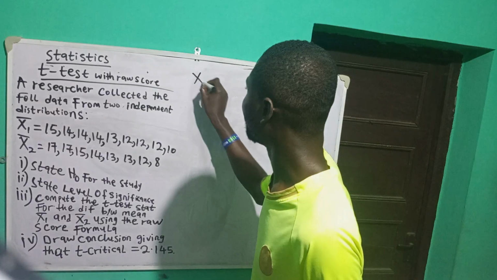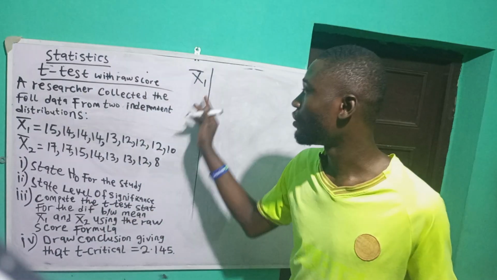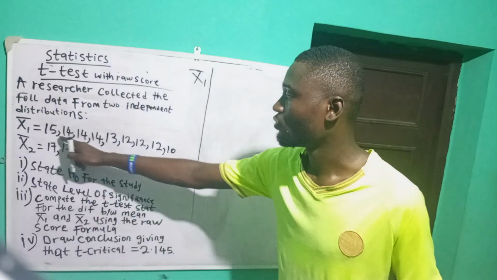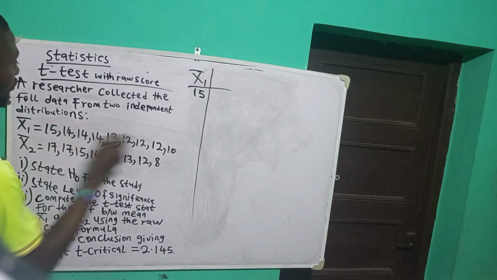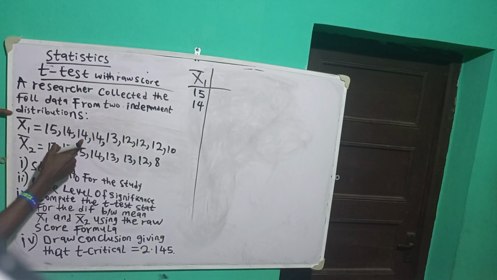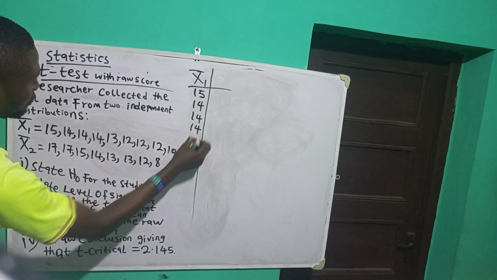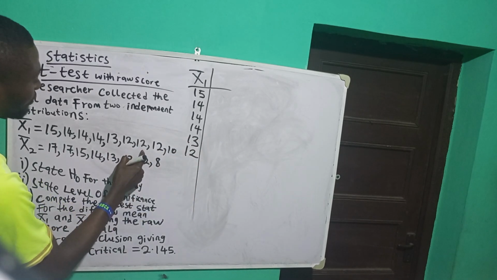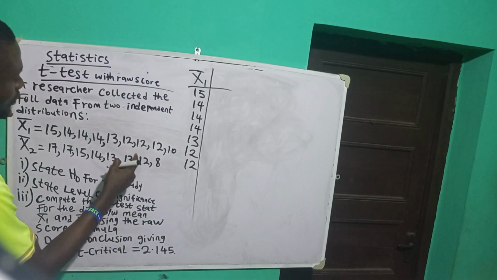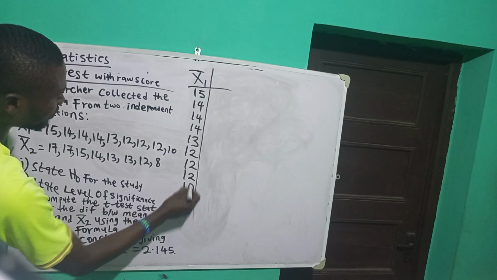So I have score 1. I will represent all the scores for the first set of data on a table. All these scores, I'll write them down. So I have 15, and I have 14. Another number is 14, then another number is 14. Another number is 13. Another number is 12, another is 12, and another number is 12. The last number is 10.